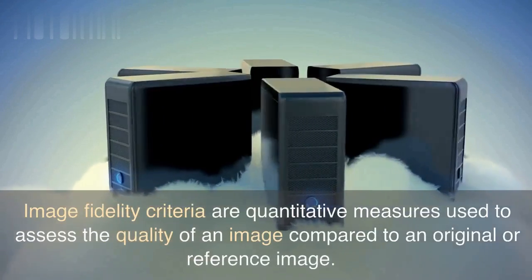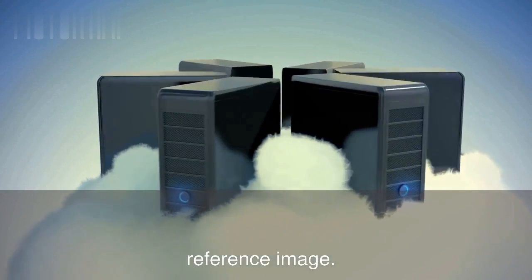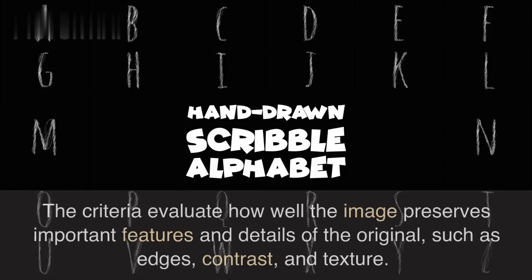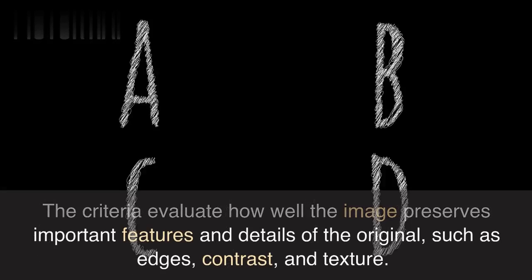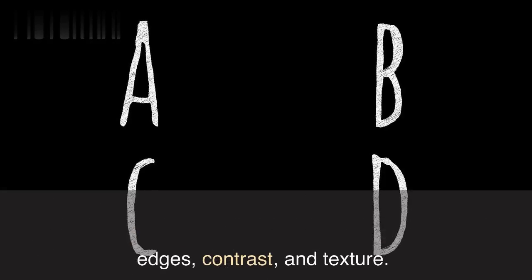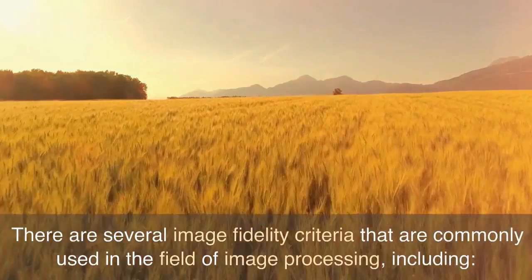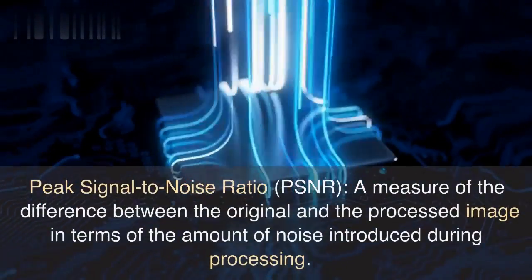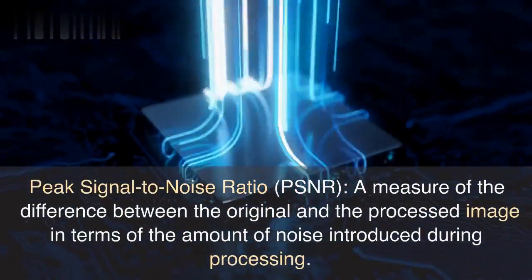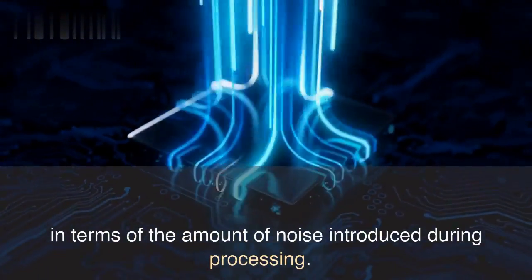Image fidelity criteria. Image fidelity criteria are quantitative measures used to assess the quality of an image compared to an original or reference image. The criteria evaluate how well the image preserves important features and details of the original, such as edges, contrast, and texture. There are several image fidelity criteria that are commonly used in the field of image processing, including peak signal-to-noise ratio, PSNR, a measure of the difference between the original and the processed image in terms of the amount of noise introduced during processing.